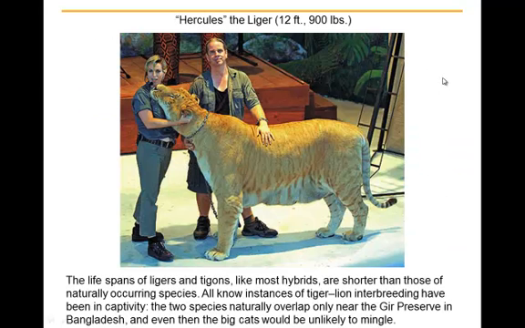But there are hybrids that can occur in captivity. And here is Hercules the liger. And notice I'll just read the caption here. It says, the lifespans of ligers and tigons, like most hybrids, are shorter than those of naturally occurring species. All known instances of tiger-lion interbreeding have been in captivity. The two species naturally overlap only near the Gir Preserve in Bangladesh, and even then the big cats would be unlikely to mingle.